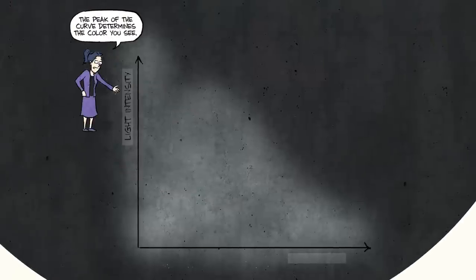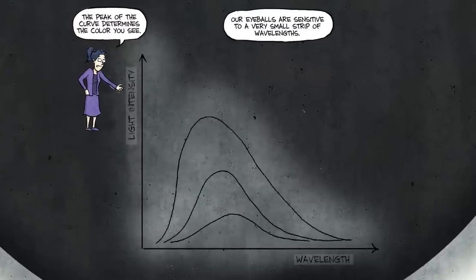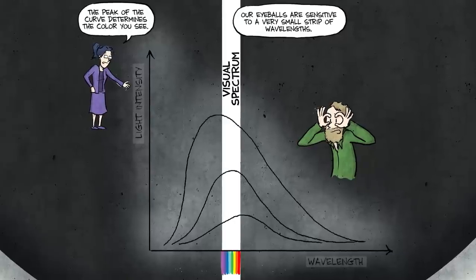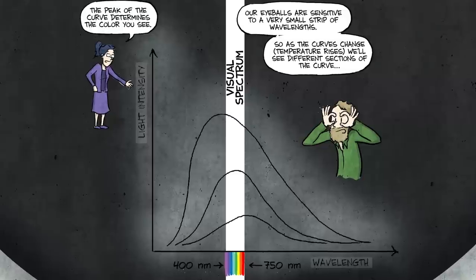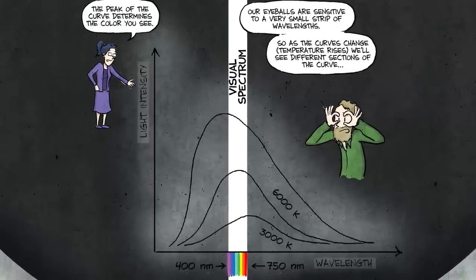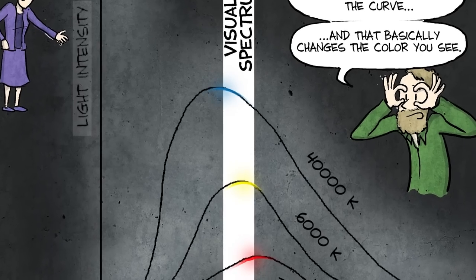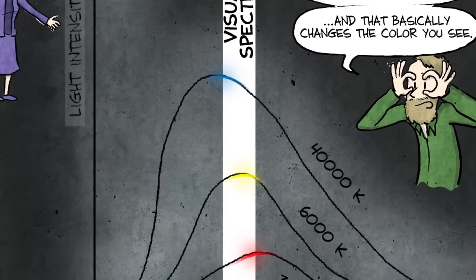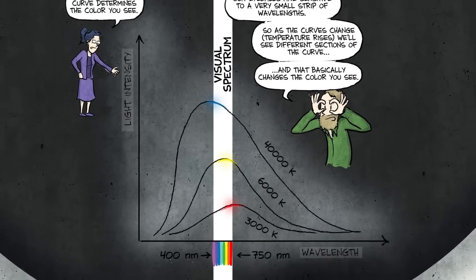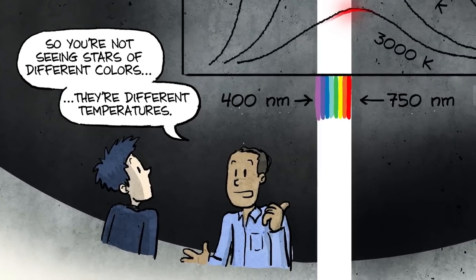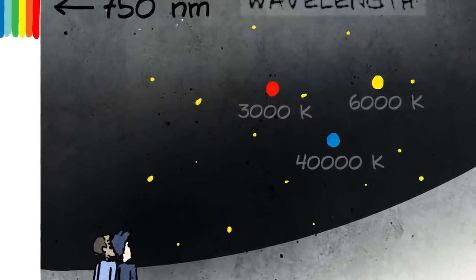The peak of this is what determines the color that you see. Our eyeballs are sensitive to some small little strip in here, right? So as these curves change, we'll be seeing a different section of these distributions, and that's what basically changes the color. Because the relationship of the blue end to the red end of the spectrum for our eyes is what gives us the perception of color. So we're seeing not stars of different colors, but stars of different temperatures. When you look at the night sky and see a red star, you're seeing a cool star. You look over there, you see a blue star, you're seeing a very hot star.